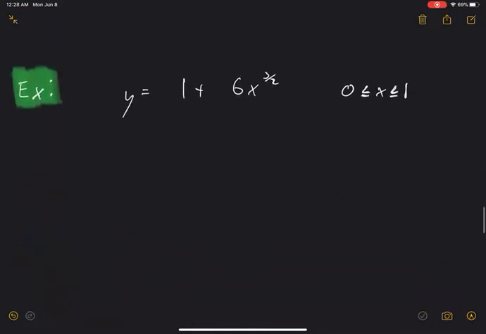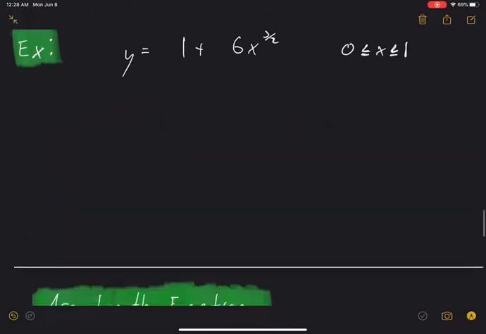Let's do an example. y equals 1 plus 6x to the power of 3/2 between 0 and 1. I want to find the arc length of this curve. So what does it look like? Just doing a rough draft, 6x to the 3/2 would look maybe something like this, and then we're shifting it up by 1. So maybe our curve should look something like this. Just a really quick rough sketch. All right, so I want to find the length of that curve between 0 and 1.